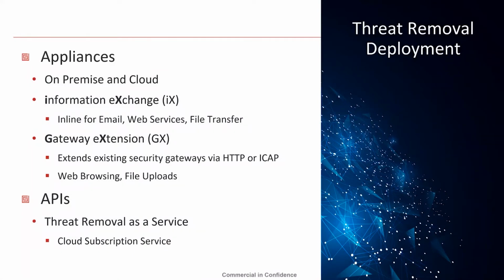The threat removal technology can be delivered as appliances or as an API. The appliances can be physical or virtual, on-premise or cloud. There are two appliances, one for inline traffic, such as email and file transfer, called the IX appliance, and one for enhancing the security of gateways, called the GX appliance. This uses HTTP or ICAP and is for web browsing and file uploads. The API is a cloud-based service that can be called from any internet-facing application.